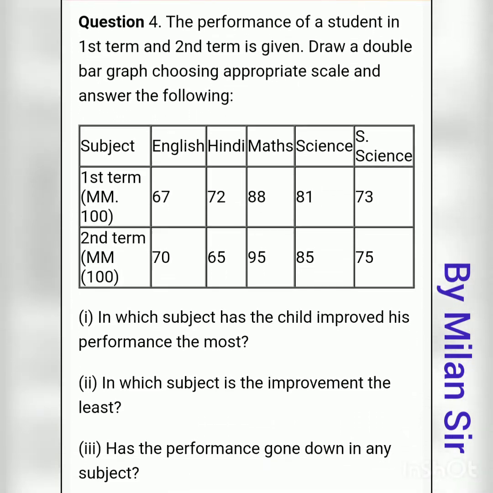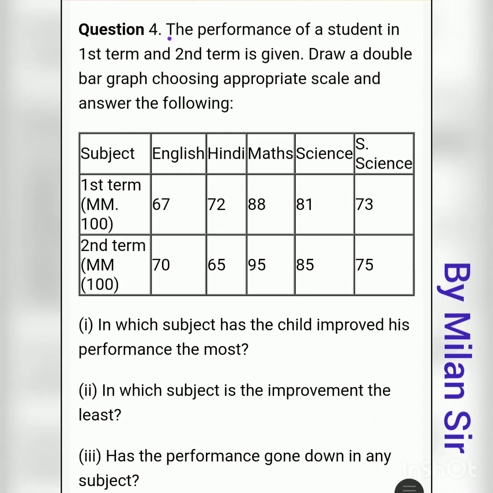After that, question number 4. The performance of a student in first term and second term is given. Draw a double bar graph choosing appropriate scale and answer the following questions. Here we need to draw the double bar graph. Okay, so on the x-axis we just represent two details together.